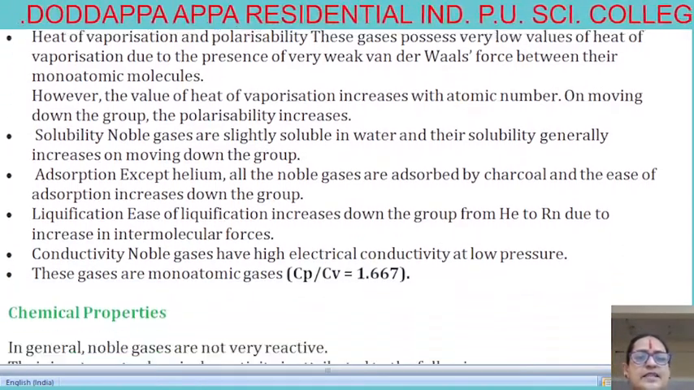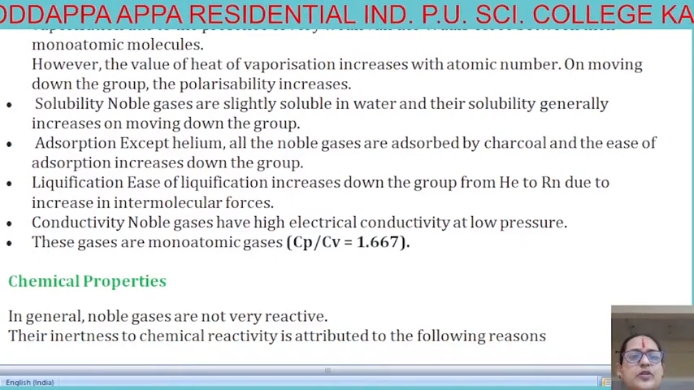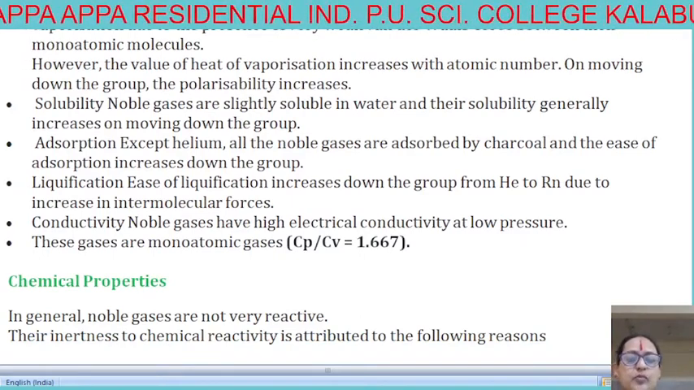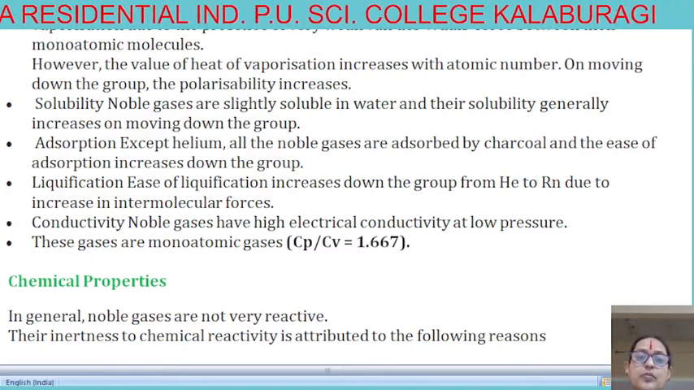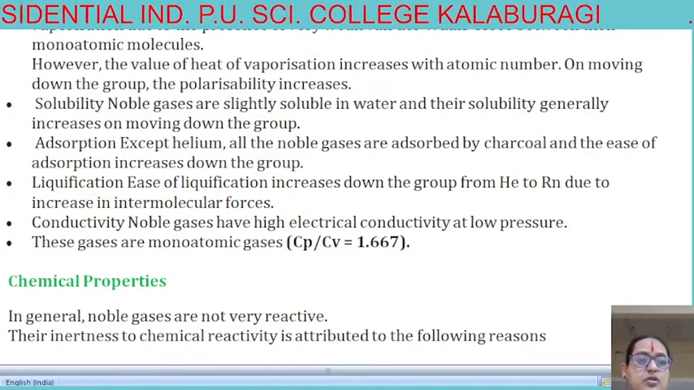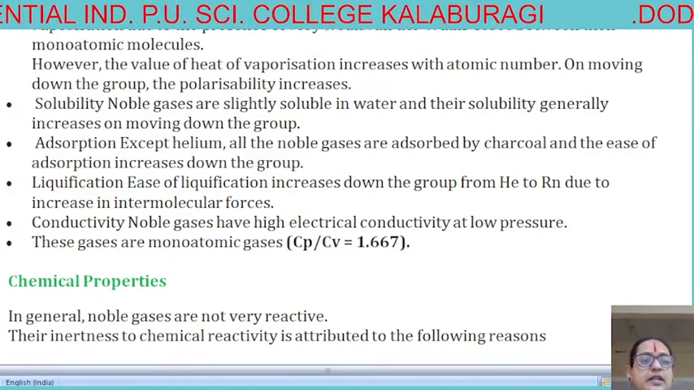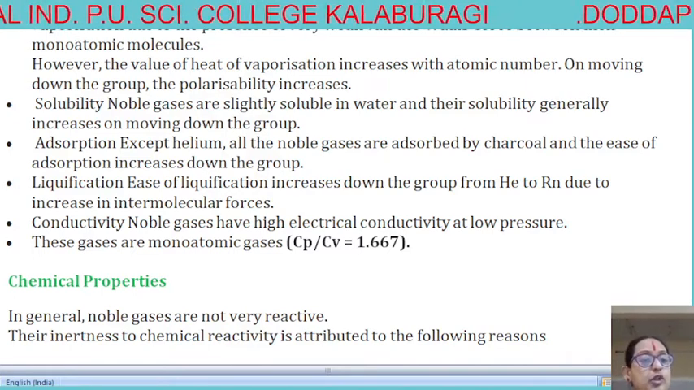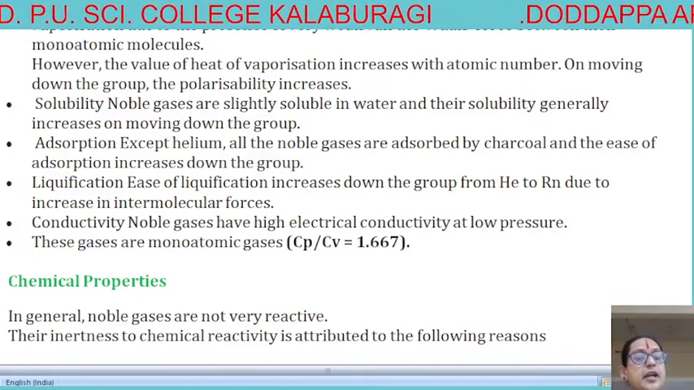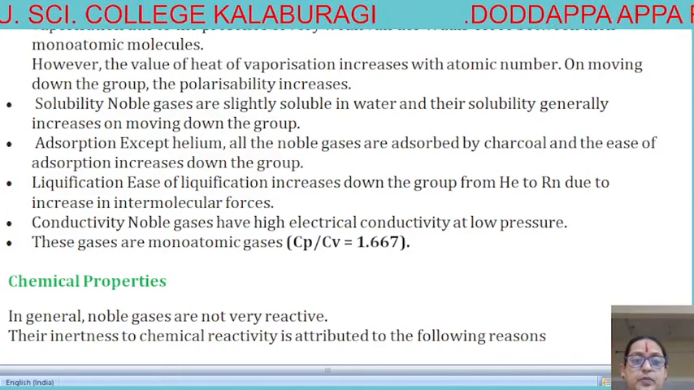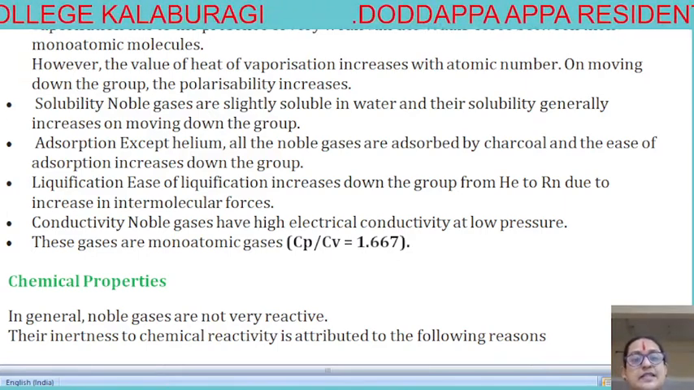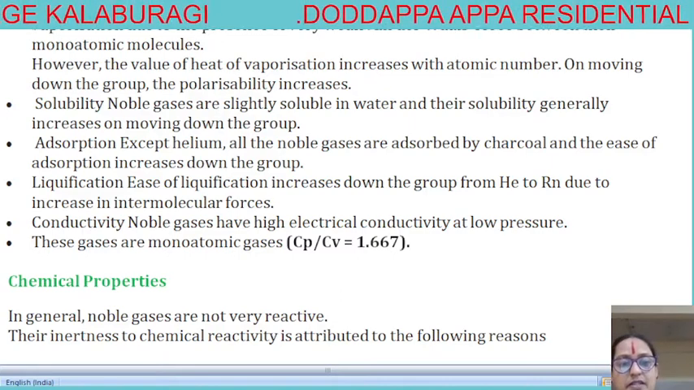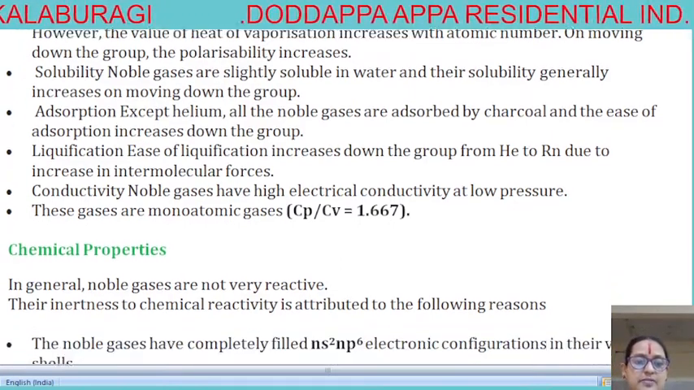Noble gases are slightly soluble in water, and the solubility generally increases moving down the group. Why it increases, we just studied, because of low ionization enthalpy. As we go down the group, electrons are lost easily. Therefore, solubility increases. About adsorption, we studied in a previous unit that easily liquefied gases are adsorbed more. Therefore, as we go down, liquefaction of gases increases. As liquefaction of gases increases, adsorption also increases.